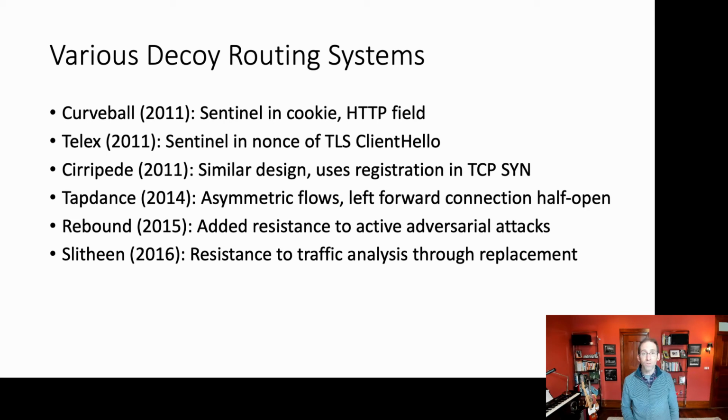The protocol that I just described was invented and introduced first in a system called Curveball, where the sentinel could be in an HTTP cookie or other HTTP field. Subsequent systems in that same year, Telex and Cirripede, expanded on that idea by embedding the sentinel in various other parts of the internet traffic. Further systems expanded on this initial idea, recognizing, for example, that most internet traffic is asymmetric. In other words, the traffic in the forward direction takes a different path than the traffic in the reverse direction. And subsequent systems added other types of resistance to various active adversarial and traffic analysis attacks.